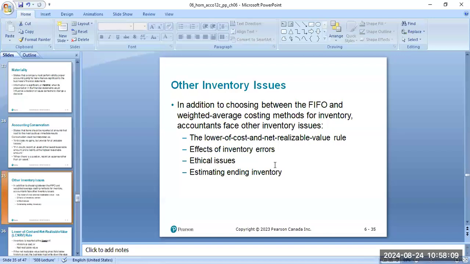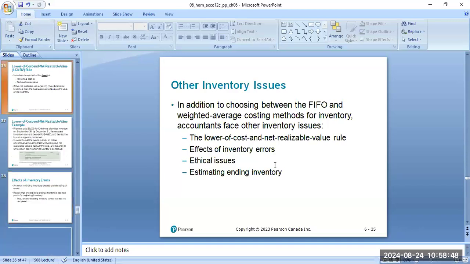Other inventory issues are related to choosing the appropriate method for the inventory. Is it going to be first in, first out, or weighted average? Now, in addition to those, what we have to consider is the lower of cost or net realizable value rule, the effect of inventory errors, if there's an error in inventory, how this is going to affect us, any ethical issues, and estimating the ending inventory.